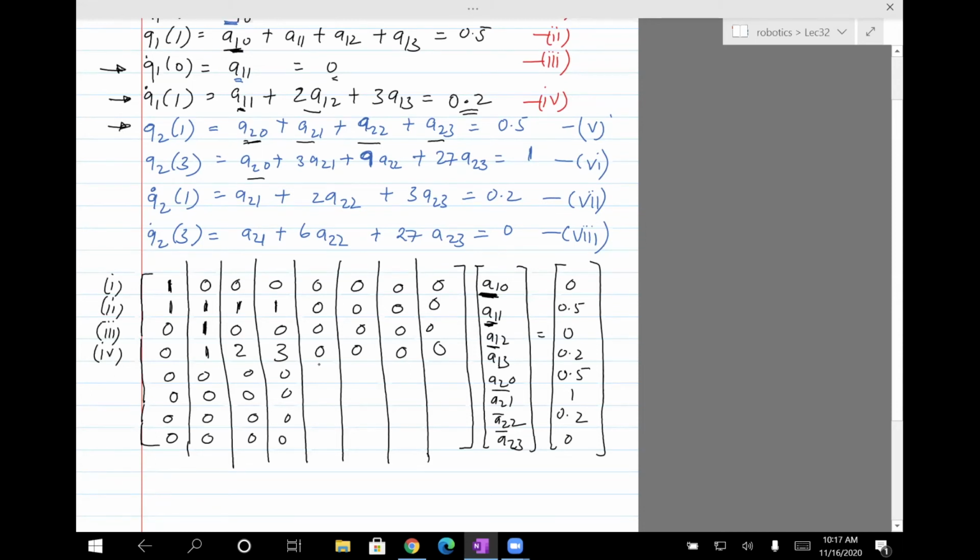So once you put zeros, now let's see how to write equation number 5. So we have 1 which gets multiplied with a20. Then we have 1 which gets multiplied with a21. And then there is 1 for a22, and there's 1 for a23. Next, equation 6, we have 1, 3, 9, 27.